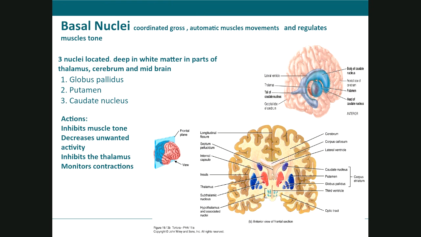The basal nuclei, you can see located right here, consists of three nuclei deep in the white matter around the thalamus, cerebrum, and midbrain. It coordinates our gross autonomic muscle movements and regulates muscle tone. And you can see these nuclei right here, the caudate, the putamen, and the globus pallidus. It also inhibits unwanted activity and unwanted muscle contractions.